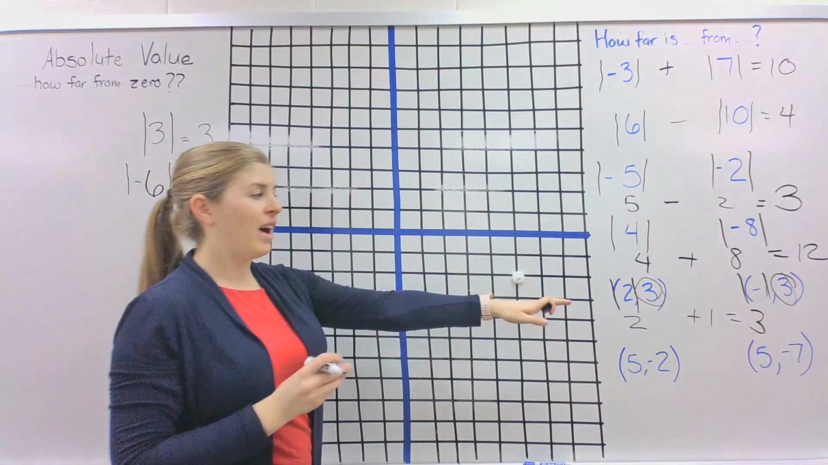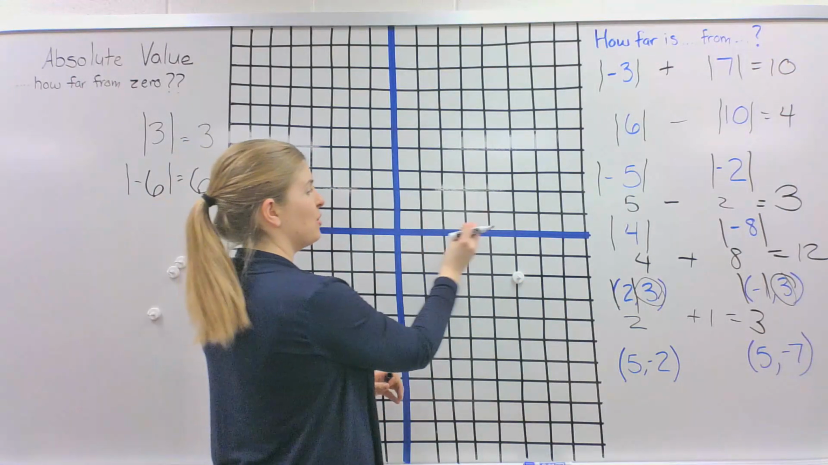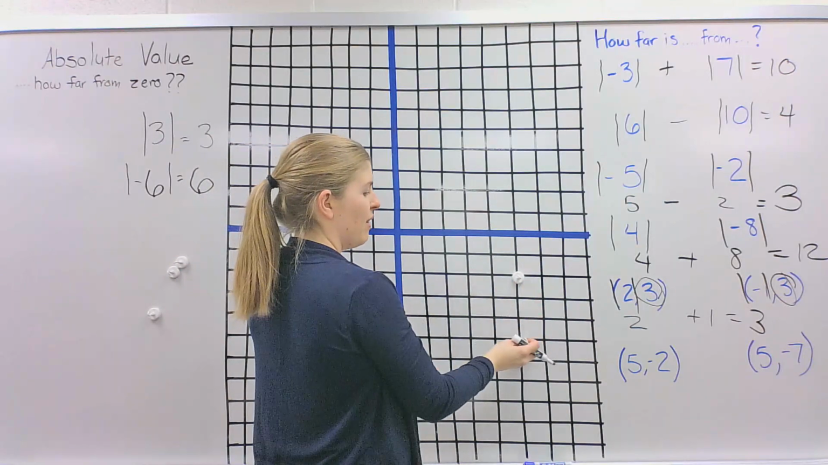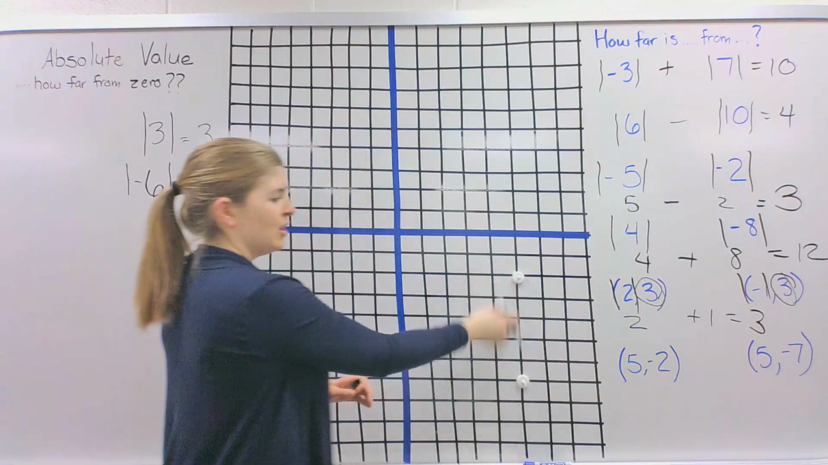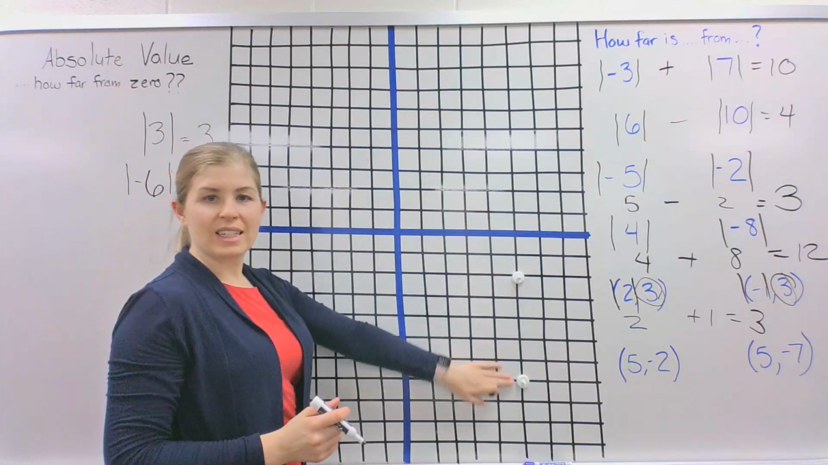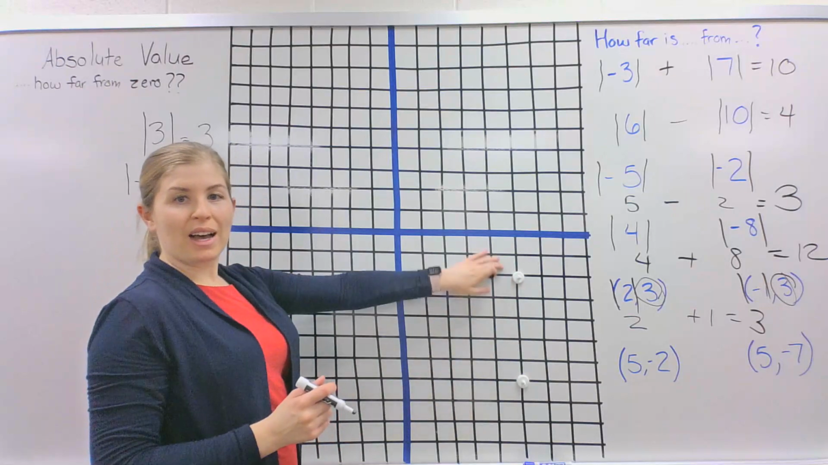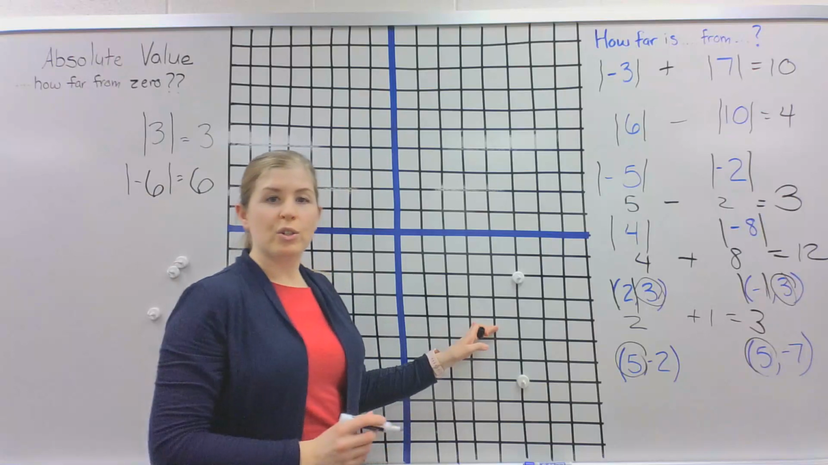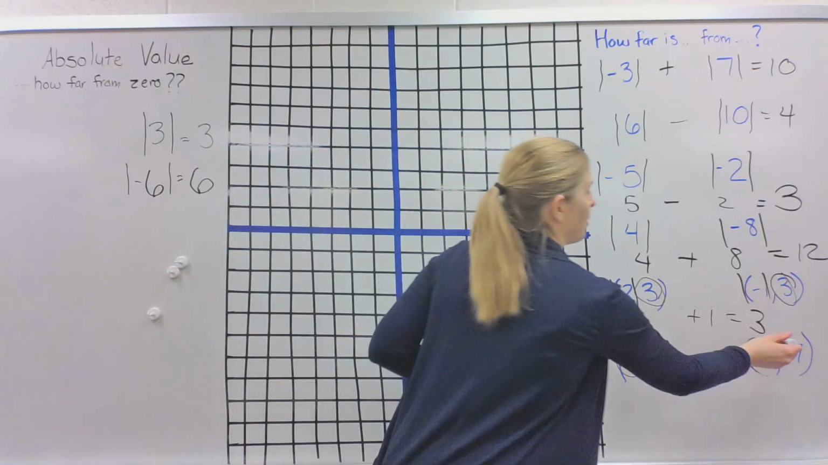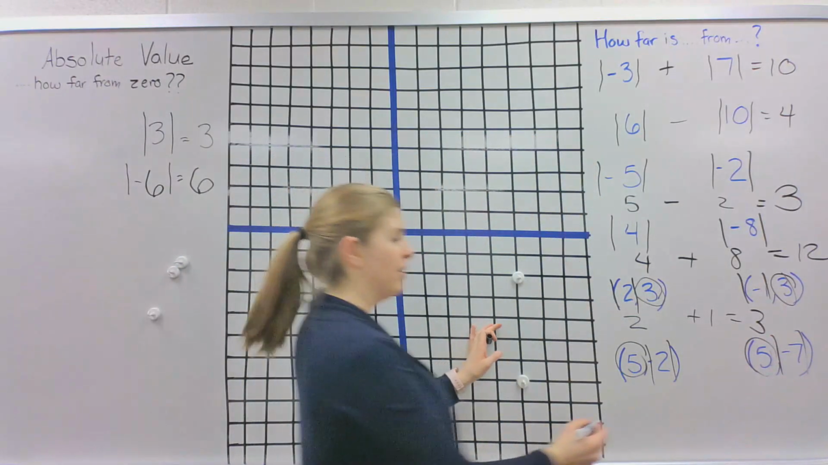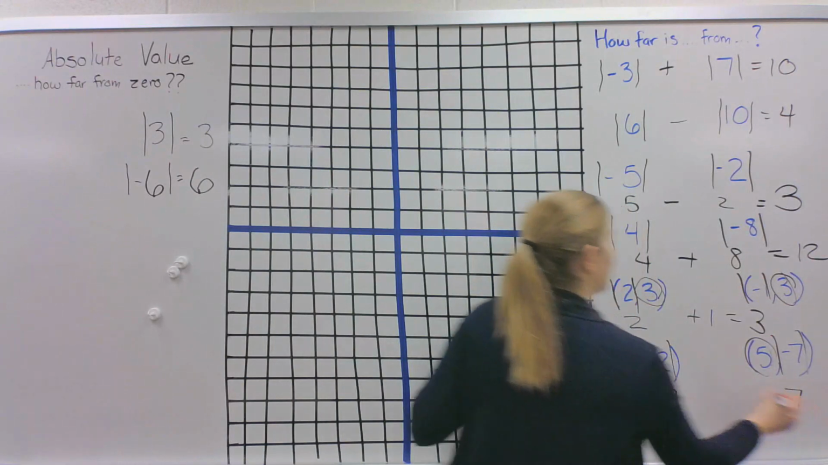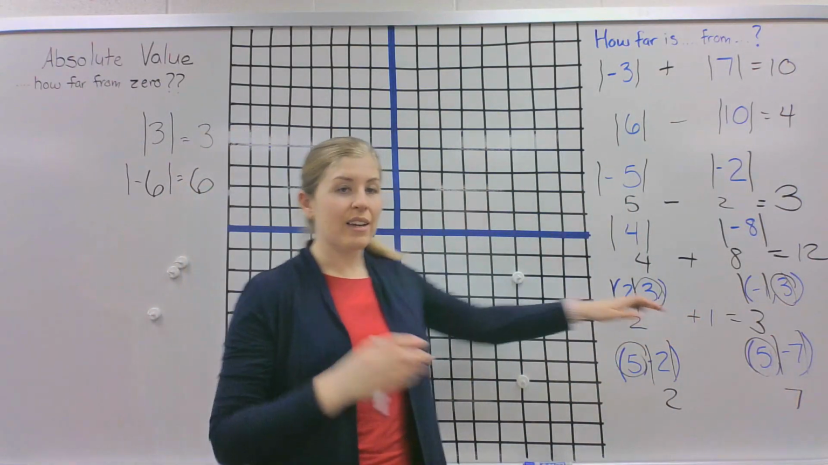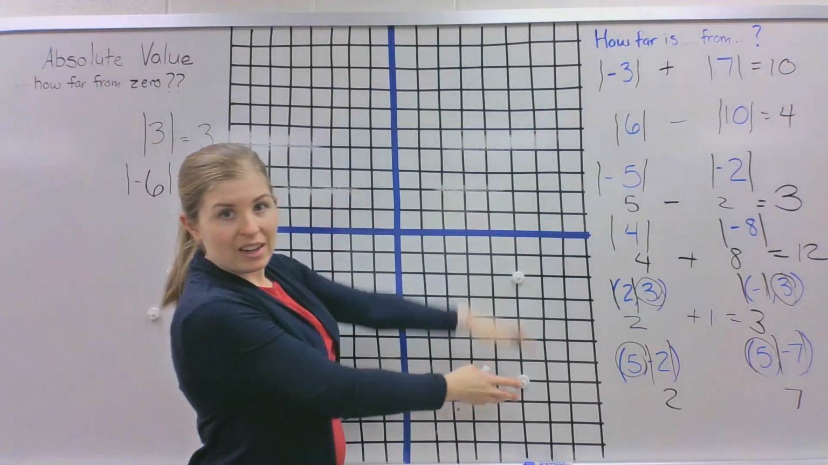And then the next one, we have 5, negative 2, 1, 2, 3, 4, 5, 1, 2. And then we have 5, negative 7. 1, 2, 3, 4, 5, 1, 2, 3, 4, 5, 6, 7. We want to find the distance when they're on that same line. Notice the x values were the same, so we're just going to find the absolute value of the y values, 2 and 7. But notice they are the same sign. They're both negative, so they're on the same side of 0.